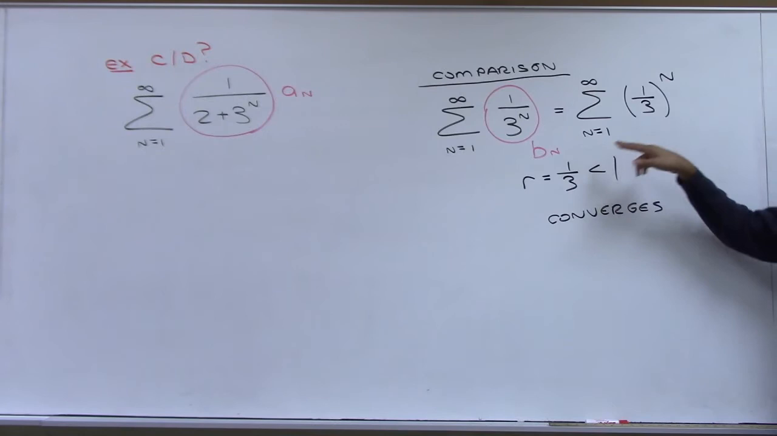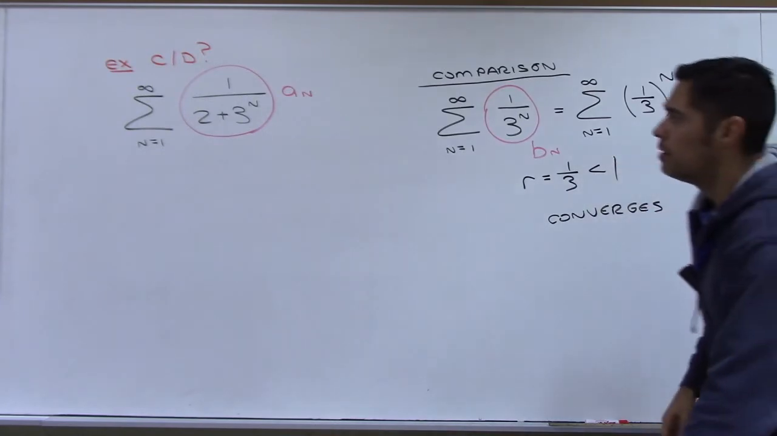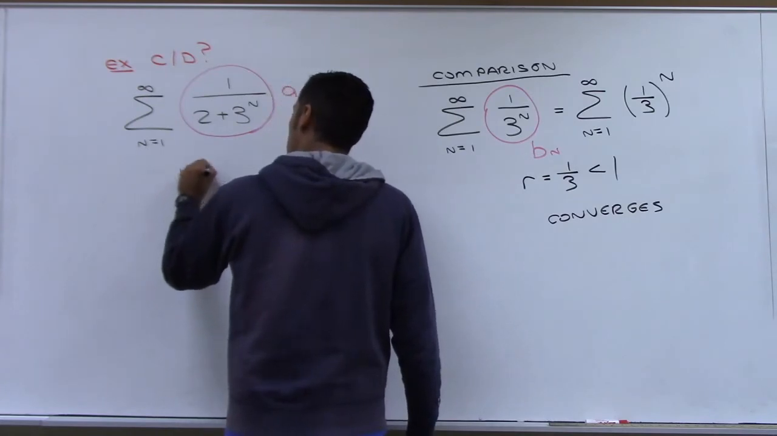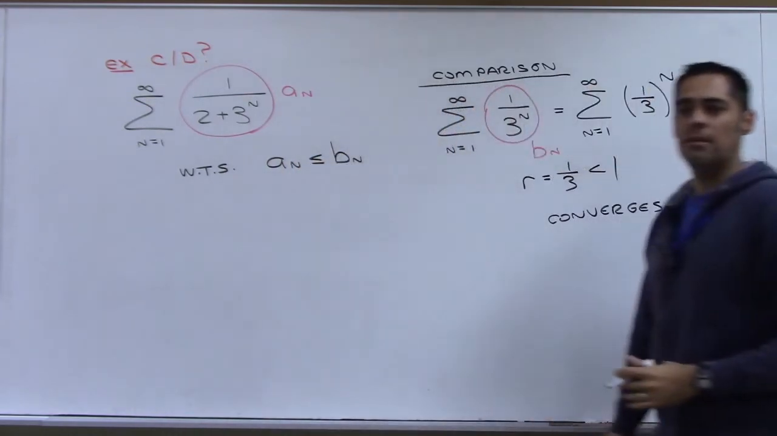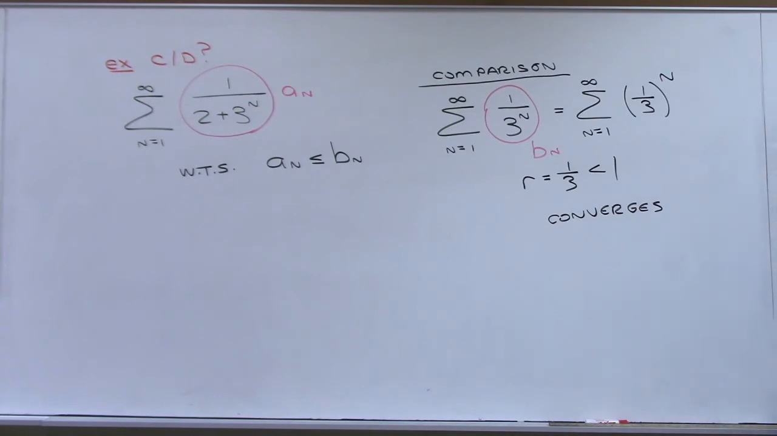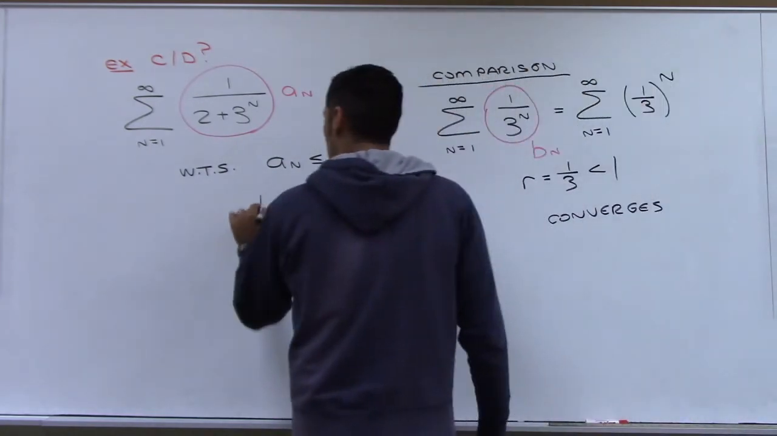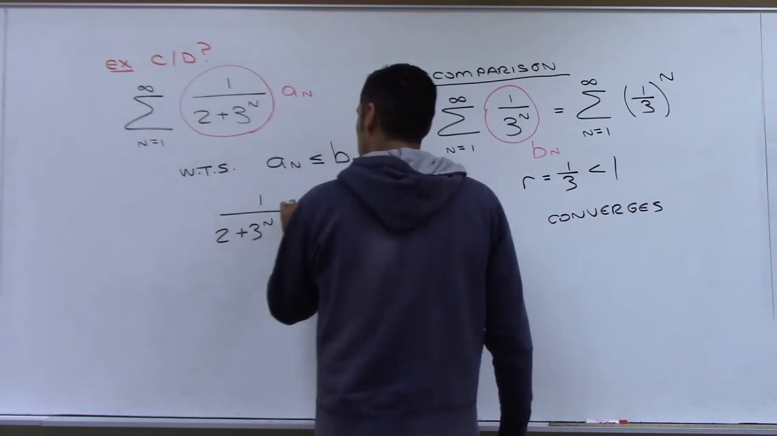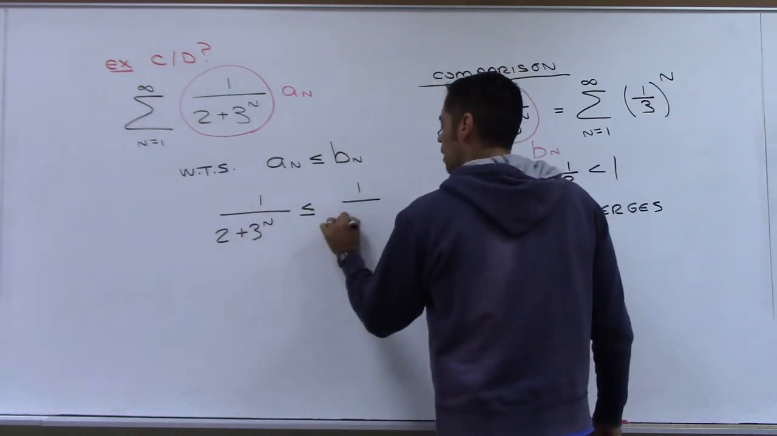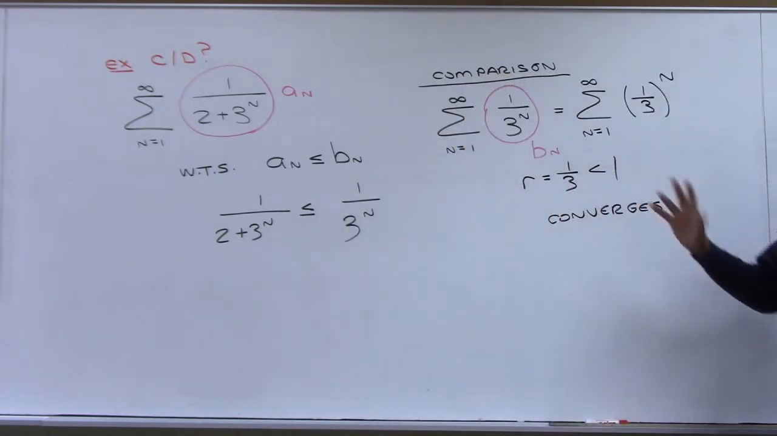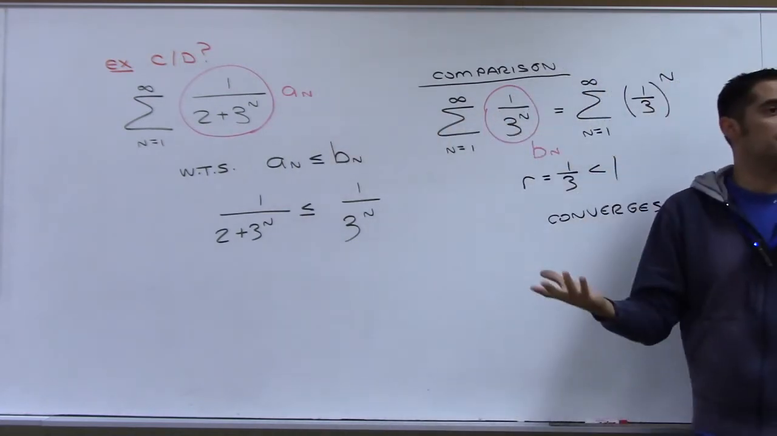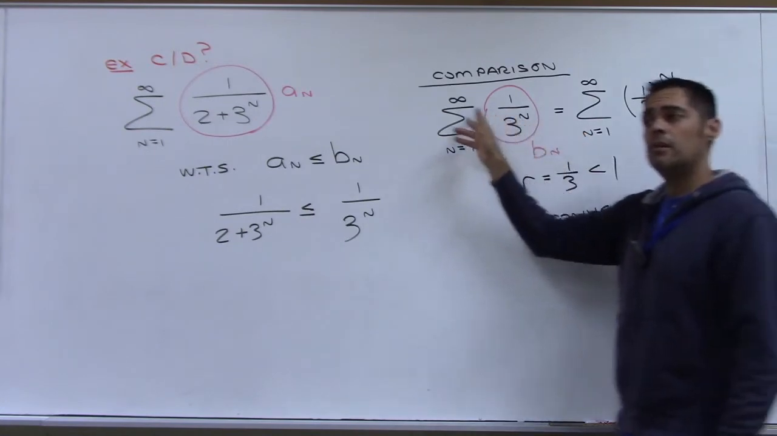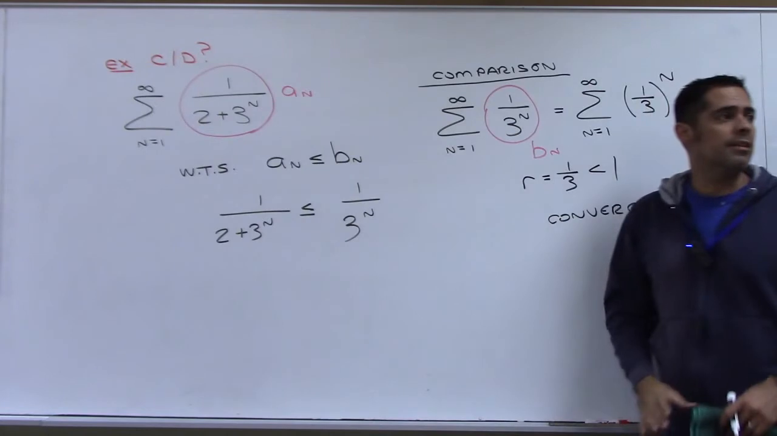We're comparing it to a convergent series. So right now, I want to show that the a sub n's are less than or equal to the b sub n's eventually. As n gets big, that inequality will continue to stay true. So I write down 1 over 2 plus 3 to the n less than or equal to b sub n, which is 1 over 3 to the n. I didn't mention this in the beginning because hopefully it's obvious: a sub n and b sub n are positive sequences. You're never going to get a negative number here. If these are not positive, you can't use this test.